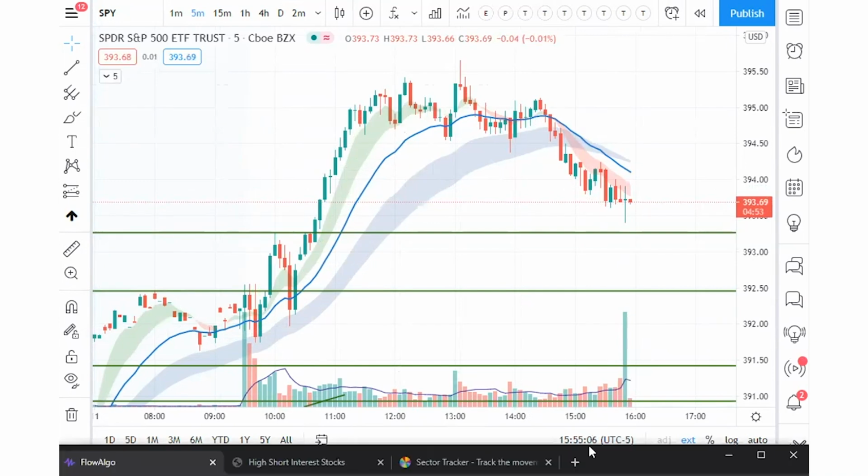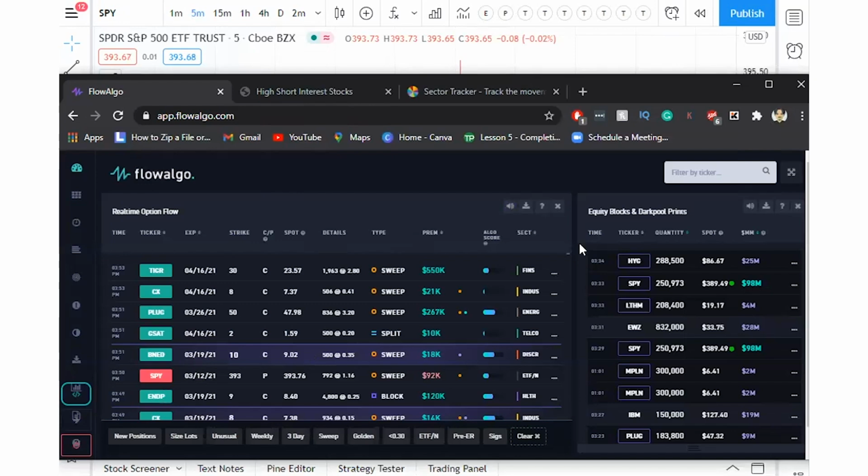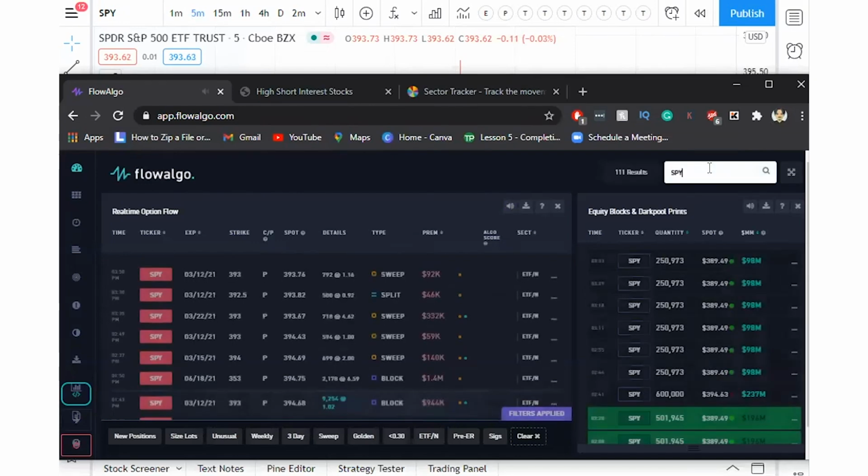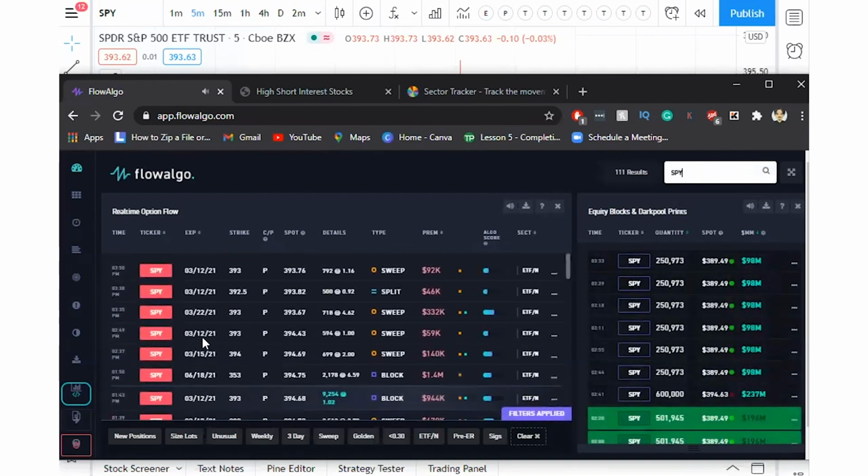But with a little extra piece here, how I use flow algo is when I see call or put sweeps coming in on the SPY. These are confirmation tools, kind of like volume. If I type in SPY here for all the results, you can see in the past bit, mainly what I've seen is just puts, but I want to keep in mind, I want to only look for sweeps.